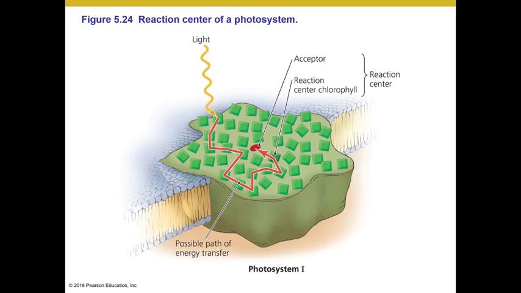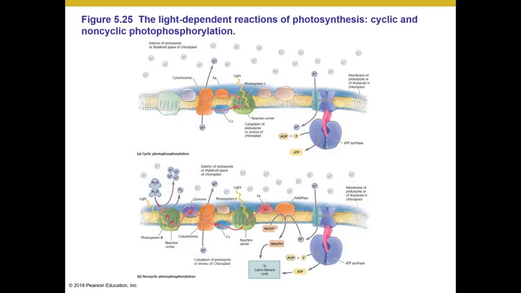Here's a close-up of the reaction center, the heart of a photosystem. Light energy hits pigments. Electrons get excited and jump to a higher energy state. These electrons move down an ETC, like in respiration, to make ATP or NADPH. The idea is the same: move electrons, pump protons, make ATP. There are two versions.